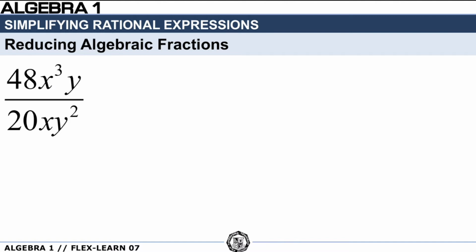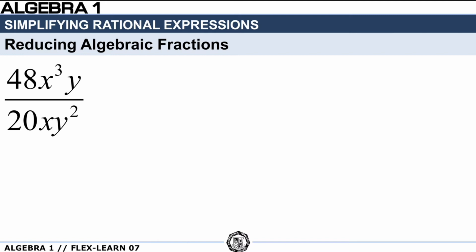All right, so we're going to try this one. If you think you got an idea of it, go ahead and pause this and try this on your own. But we're going to go ahead and work through this right now. So I've got 48x cubed times y on the top. First off, let's talk about what x cubed means. X cubed means that I'm looking for x times x times x. It's just a short way to write that.